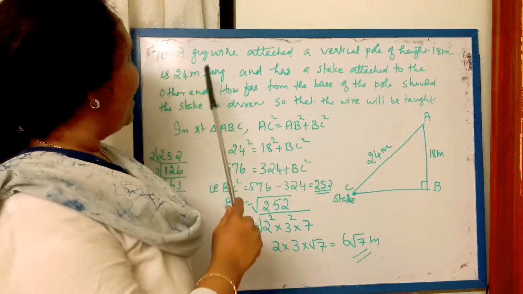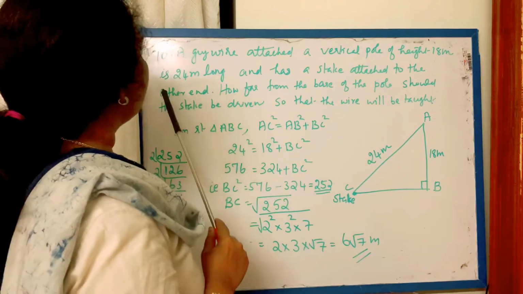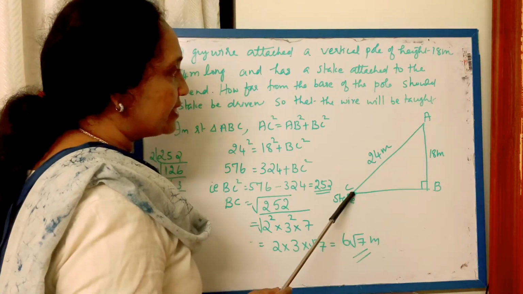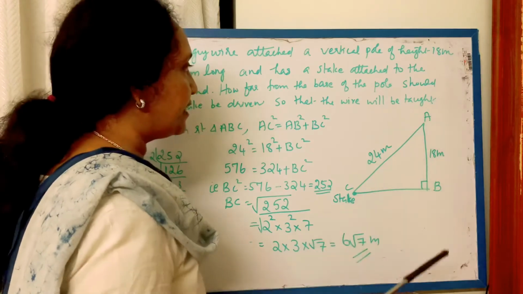Number 10. A guy wire attached to a vertical pole of height 18 meter is 24 meter long. That means the length of the wire is given to you, that is 24 meter, and the pole's height is given to you, that is 18 meter.